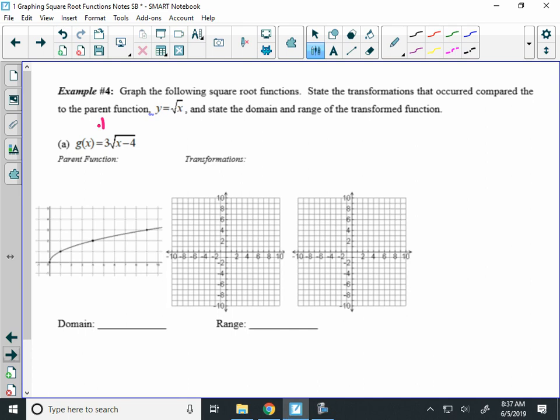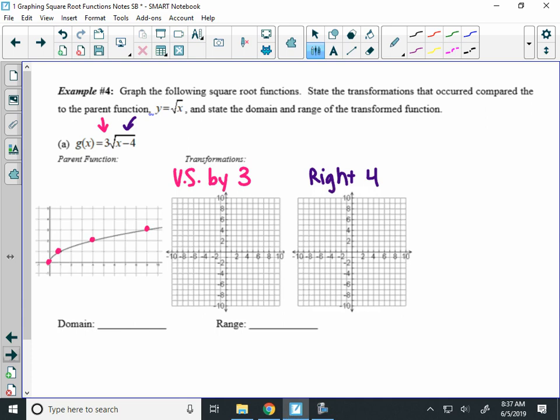So this 3 that's out in front, that means that your graph underwent a vertical stretch by a factor of 3. Remember, the number in front, when it's greater than 1, is a vertical stretch. The minus 4 underneath the radical means that my graph went to the right 4 units. So you're going to take each point, and you can pause the video and slow it down here. I go a little faster because I have a lot of practice with this. So you're going to take each point from this graph, and you're going to stretch them and move them right.